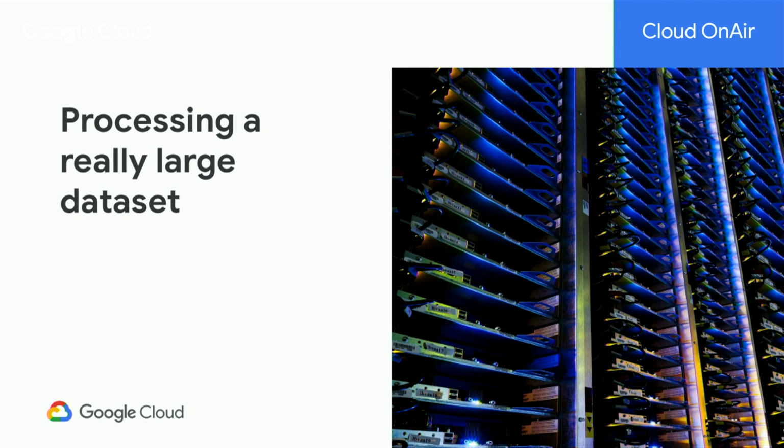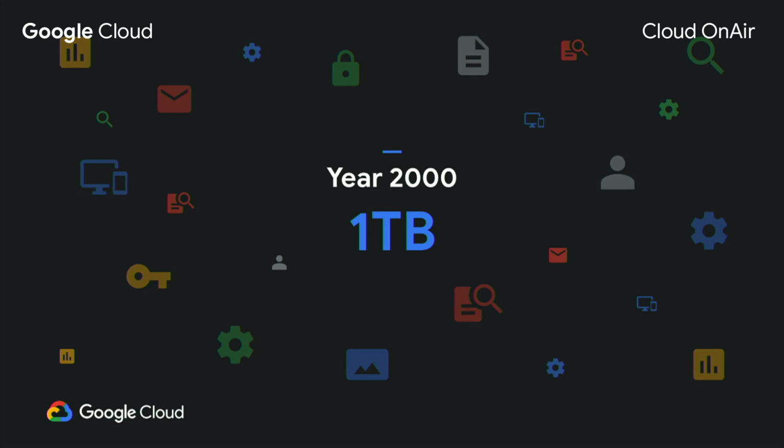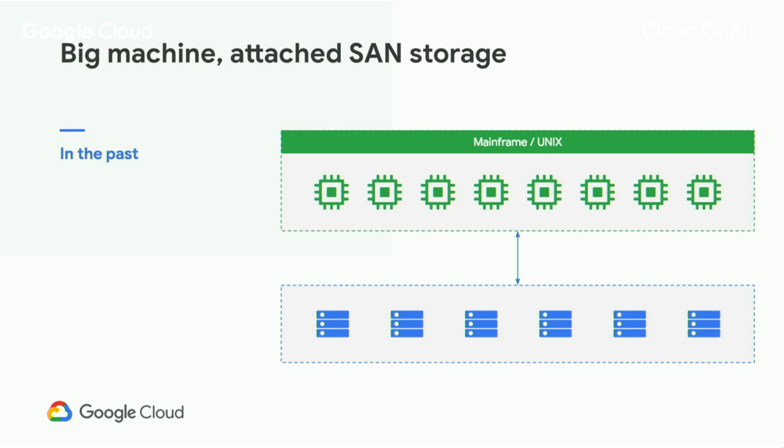How did the industry solve the problem of processing really large data sets? So imagine it's the year 2000 and you have 1 petabyte of data that you want to process. Well, who am I kidding? In the year 2000, a terabyte-sized data set would be considered really large. So what do you do if it's the year 2000 and we have 1 terabyte of data to process? You would probably use a large mainframe or a Unix box. Remember, it's the year 2000. And you would use SAN, or storage area network storage, that was attached to this big mainframe.